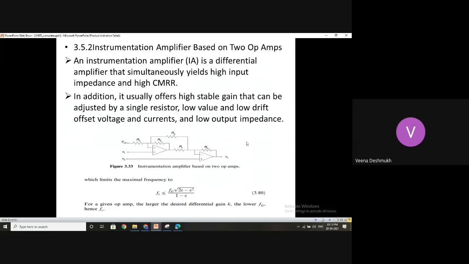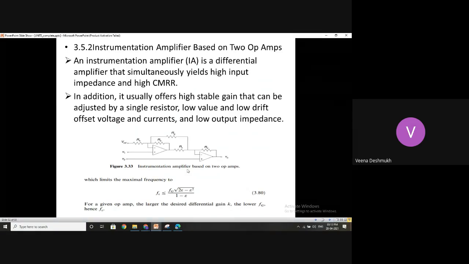Yeah, next we'll move to instrumentation amplifiers based on two op-amps. Usually instrumentation amplifiers are represented by this letter IA, capital IA, and input and output amplifiers as small ia. Suffix small ia represents input amplifier, small oa represents output amplifier, and any other specific suffixes if you are using, I will explain them as and when we come across.